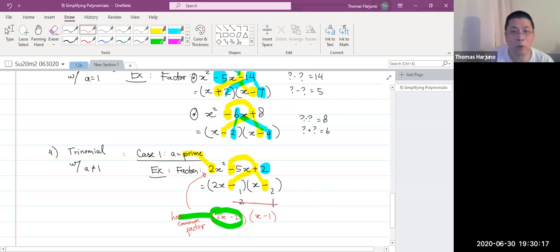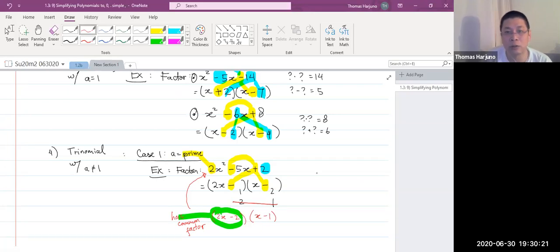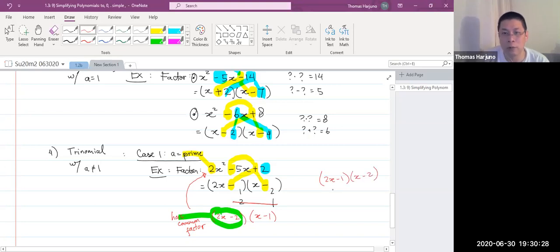Okay, but of course, it doesn't mean this must be the right answer. I still need to check that. 2x minus 1 times x minus 2. So 2x squared for the first term plus 2 for the last term. That one is guaranteed from the way we set it up. The middle term, we need to make sure that's negative 5x. This is minus 4x, and this is minus x. That's how we get that negative 5x.